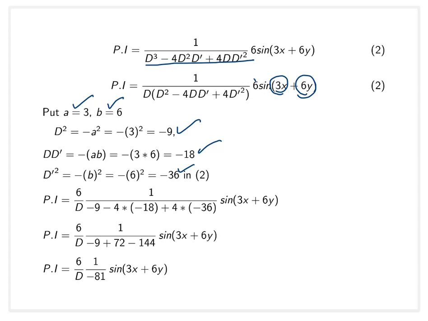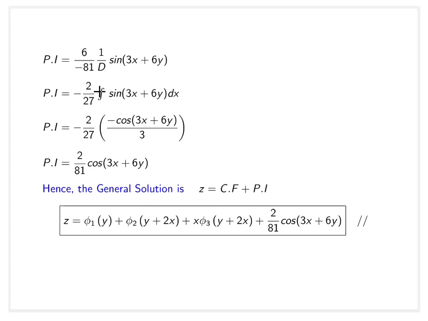So bring this 6 here, bring it to front, we can get 6 divided by D. So 1 divided by, we can replace the D square, D dash and D dash square, we can get this. So therefore the denominator is minus 81. So now we can rewrite it as 6 by minus 81, 1 by D into this.